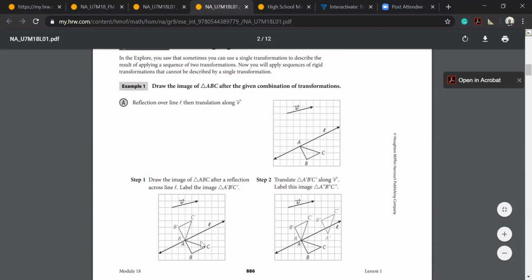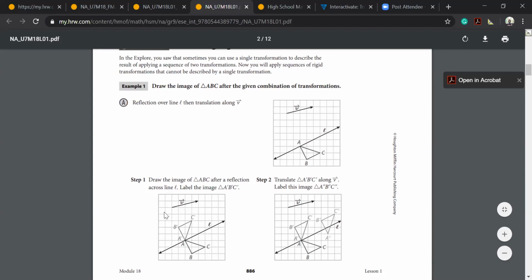Using our ruler, we measured to find C prime, and then A prime was the same, and then we measured to find B prime. And then what should I do? I will close my triangle, A prime, B prime, C prime. And then translation along line V. Which one should be translated? The original one? No, the new one should be translated. Along line V, you remember what we should do with translation? What should I begin with?